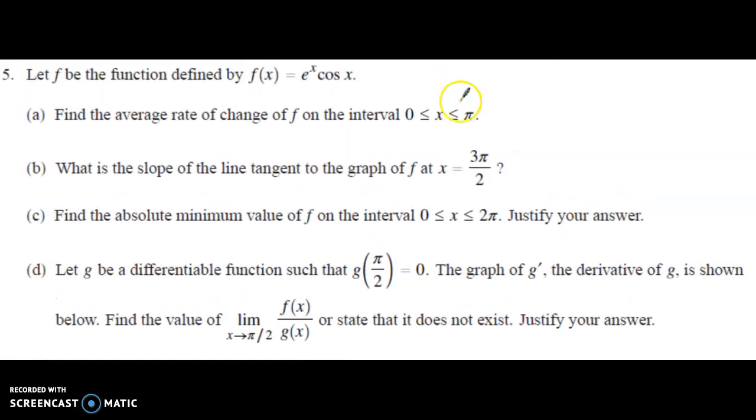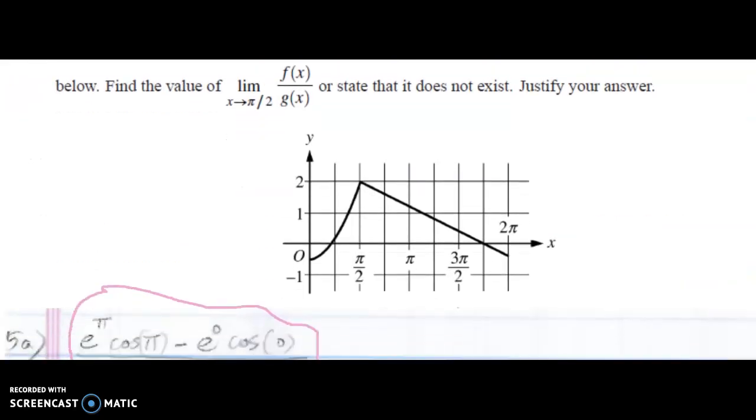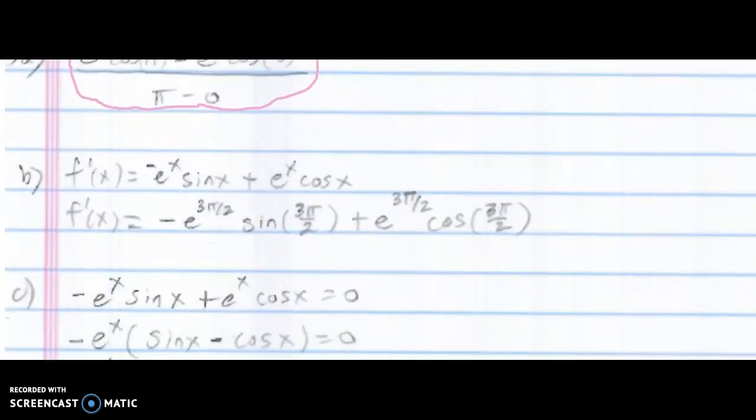In letter B, we're looking for the slope of the tangent line. So in A, we did the average rate of change. And now the slope of the tangent line, of course, is the instant rate of change. So we're going to need to find f prime, the derivative. And we said that f is a product. So we're going to need the product rule, and we're going to substitute 3 pi over 2 and not simplify. So come down and take a look at my work for part B.